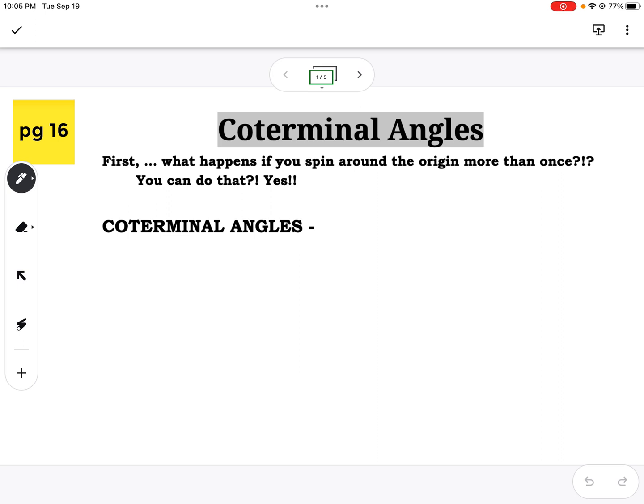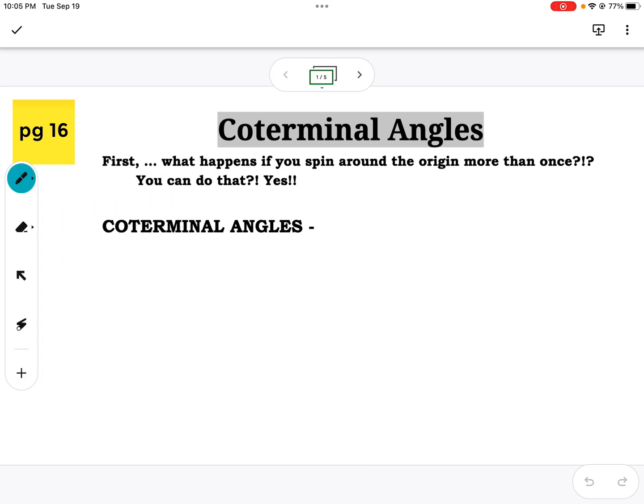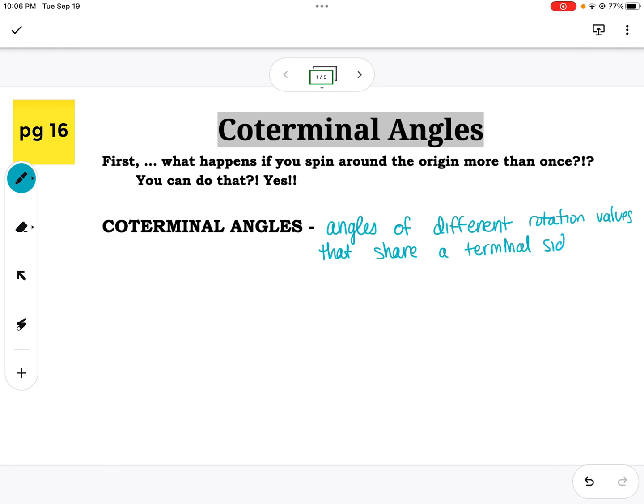Now here's the thing that matters for that. Coterminal angles, and this is what we're going to talk about today. Coterminal angles are angles of different rotation values that share a terminal side. Okay, now you might be thinking, Mrs. Fry, you're really throwing the math language at me. What do you mean? Okay, let me give you an example.